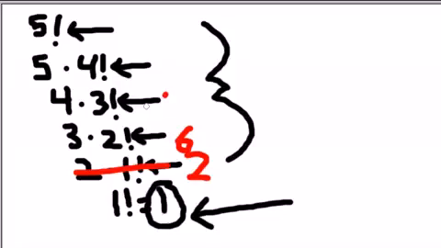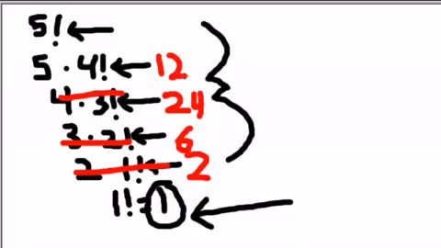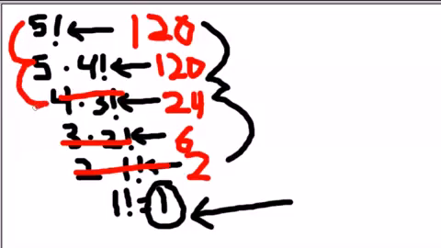Or wait a minute, I may be wrong. 4 times 6, yeah, that's 24. Bam, problem solved. And now that we know what 4 factorial is, it's 5 times 24, which is 120, right there. And oh, you asked for 5 factorial? Yeah, it's 120.